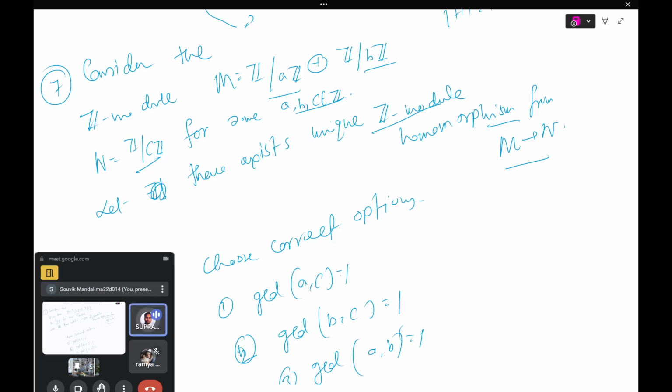Sir, is GCD unique for two numbers? Yeah.